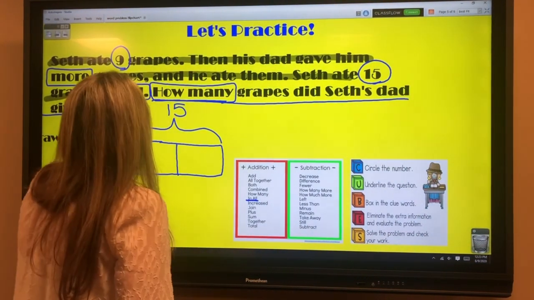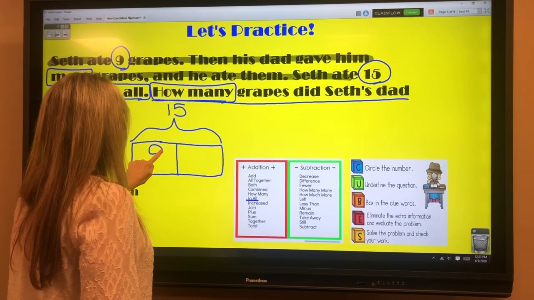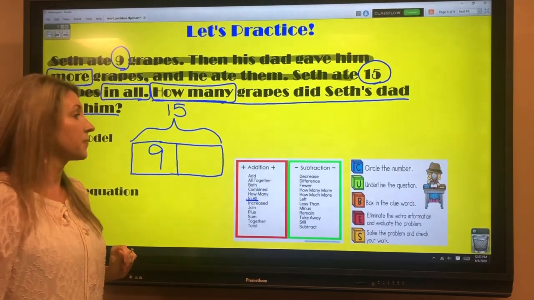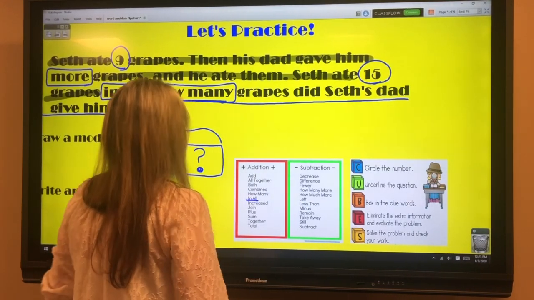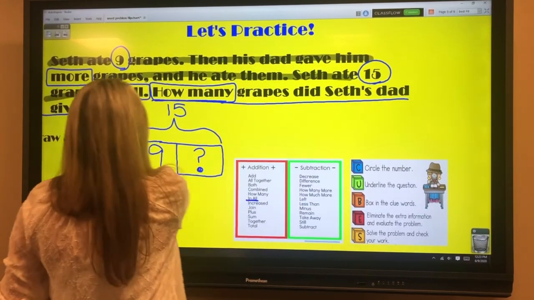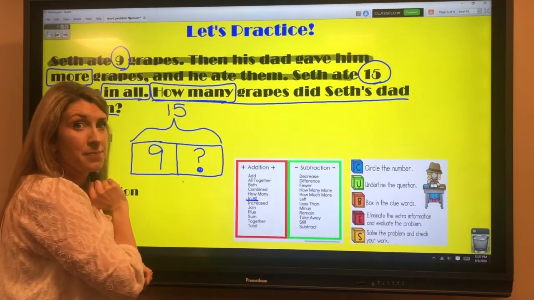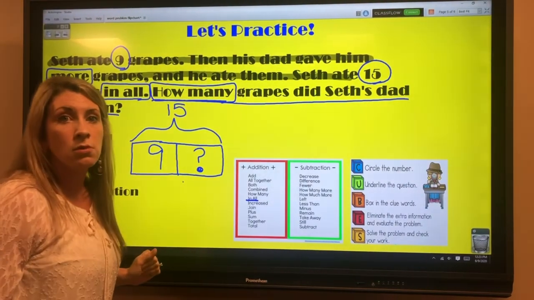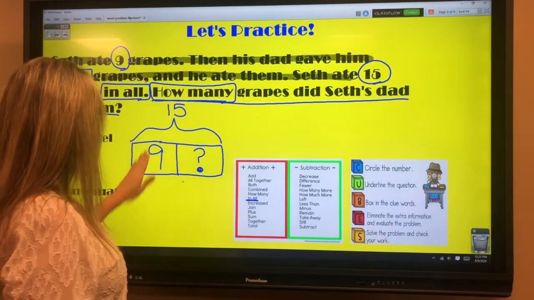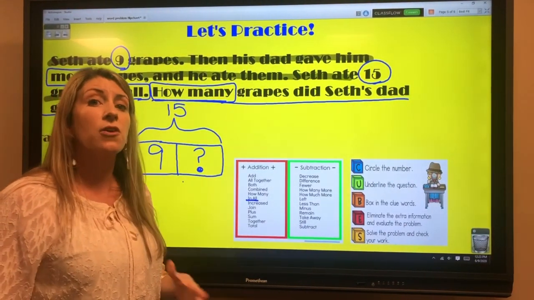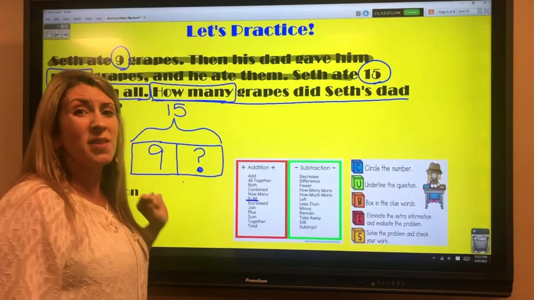Okay? Which tells me that where Seth ate 9 grapes, that is one of our parts. Now our other part here will be our question. How many grapes did Seth's dad give him? That is what we're solving for, the amount of grapes Seth's dad gave him. So now looking at our model, we're going to use this to draw an equation. We have our whole. That means altogether, that's how many Seth ate. So he started off with 9.